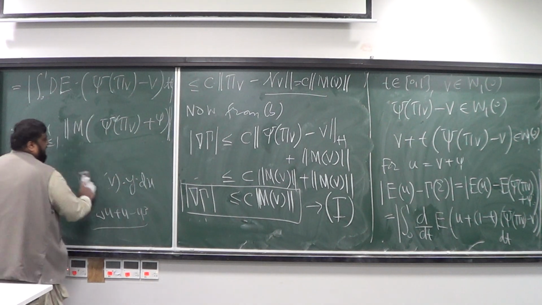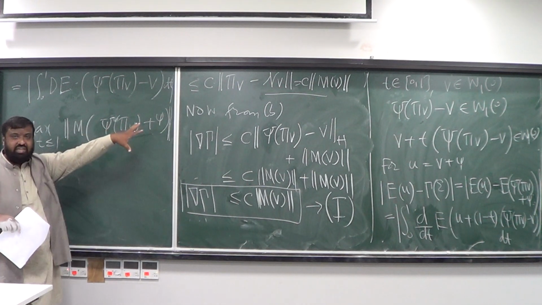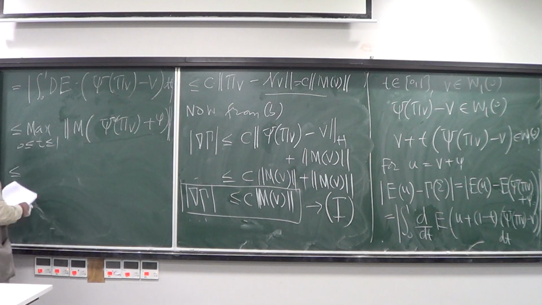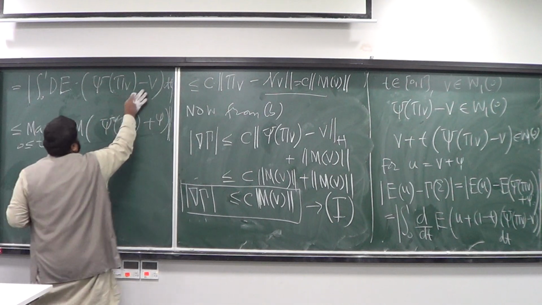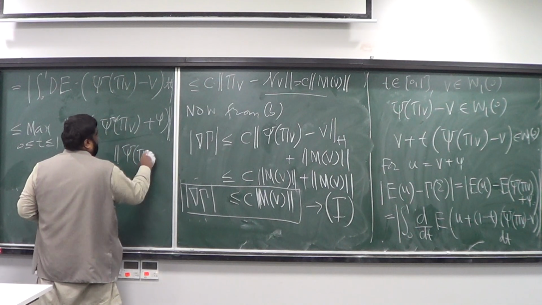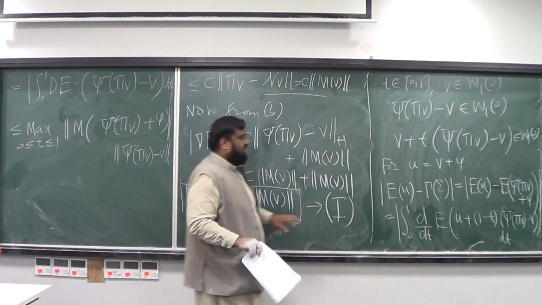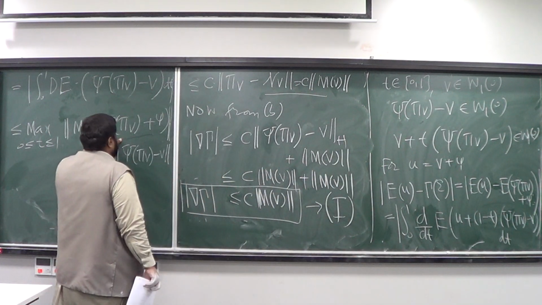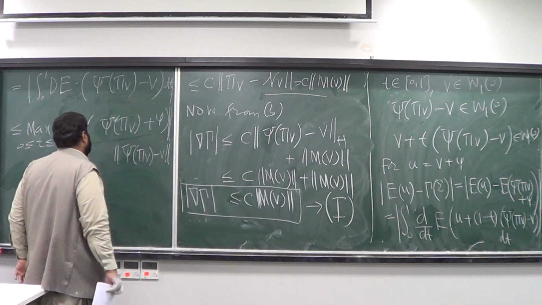I did a similar calculation in one particular case, so this is something you have to figure out for yourself, and you can estimate this by this times the norm of this. You don't have to forget this, psi of pi v minus v, because dE operated onto this expression would give me first this term, and the second term is here. Both of the terms are here.